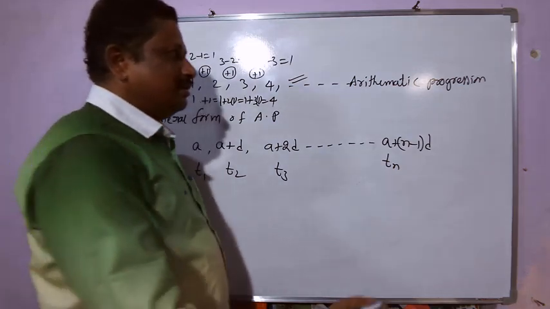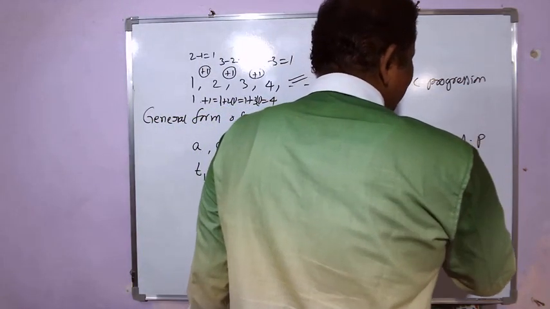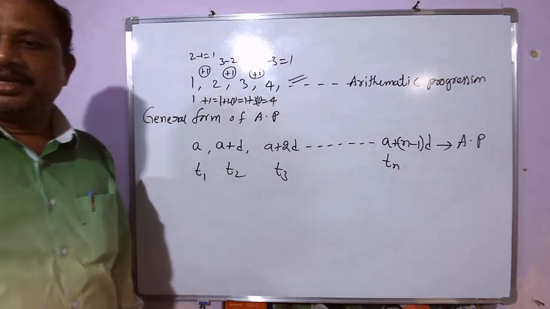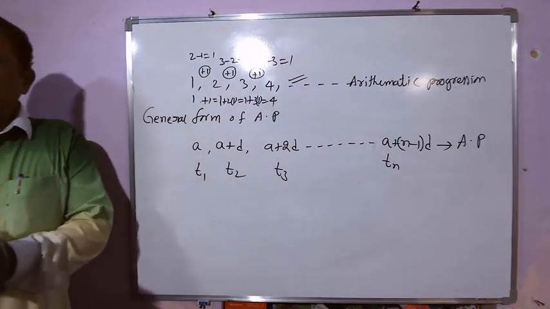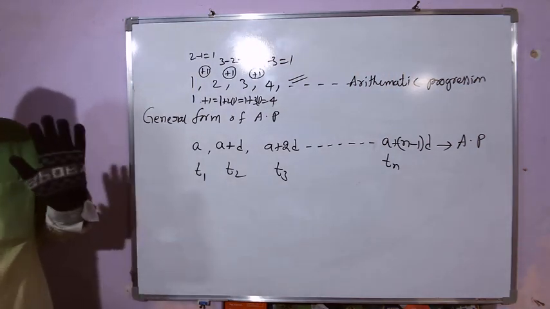In shortcut, we simply write AP, arithmetic progression. Arithmetic progression means it's not Andhra Pradesh or Arunachal Pradesh, AP, arithmetic progression.